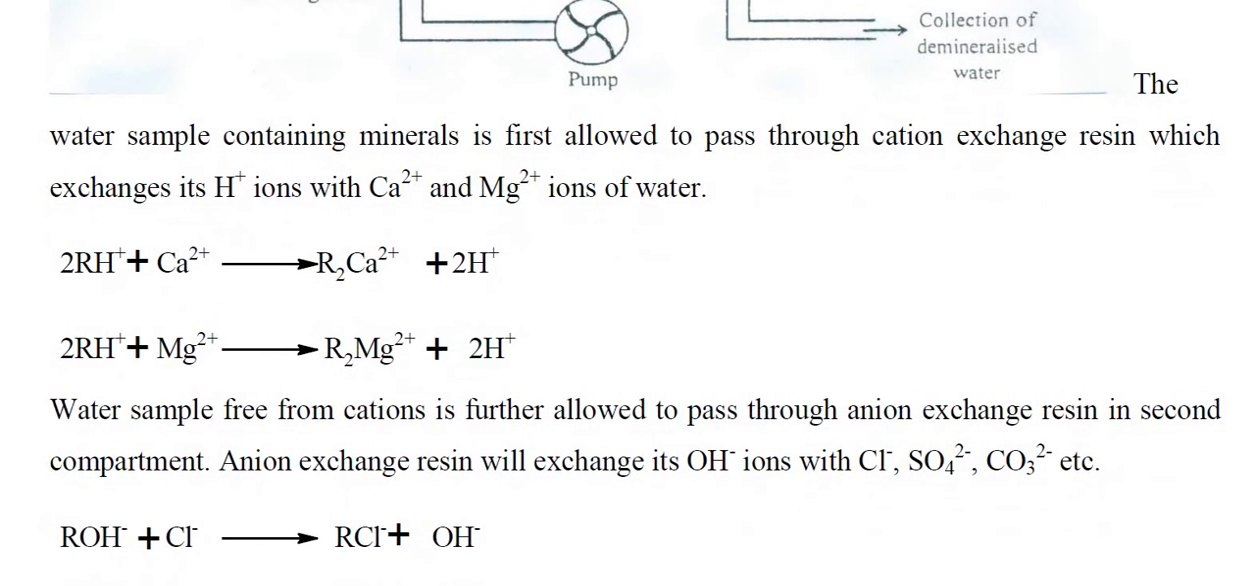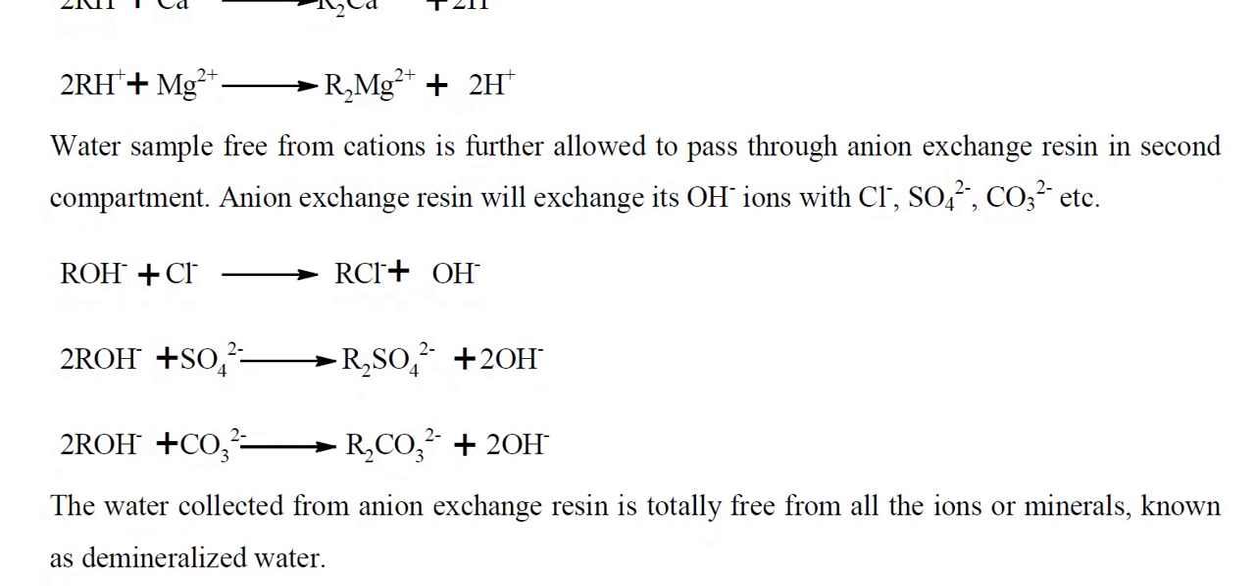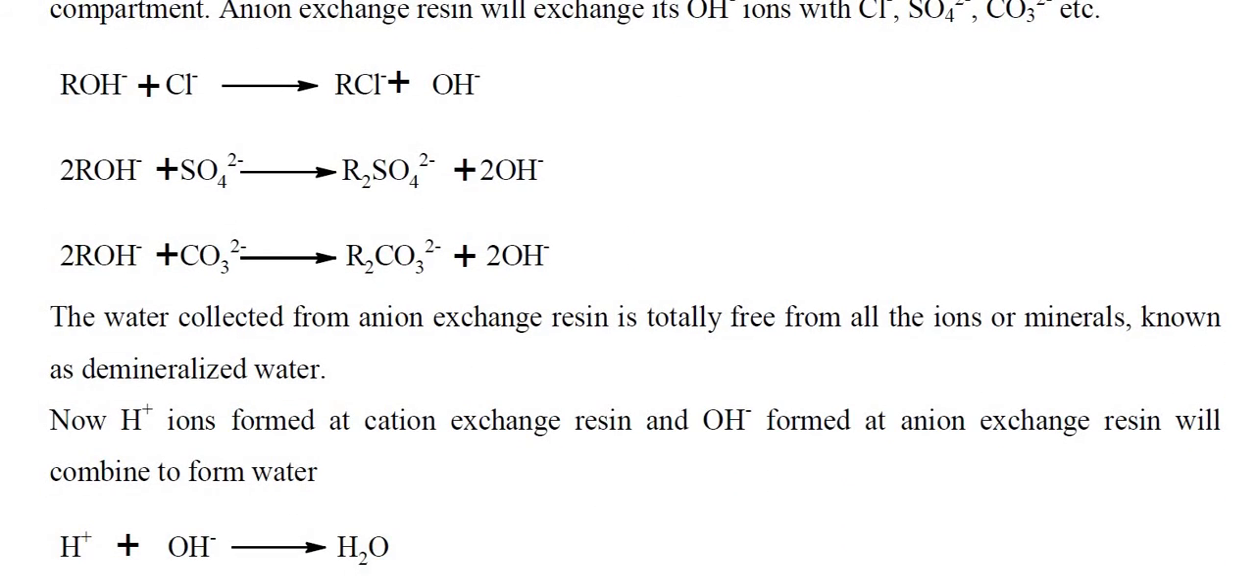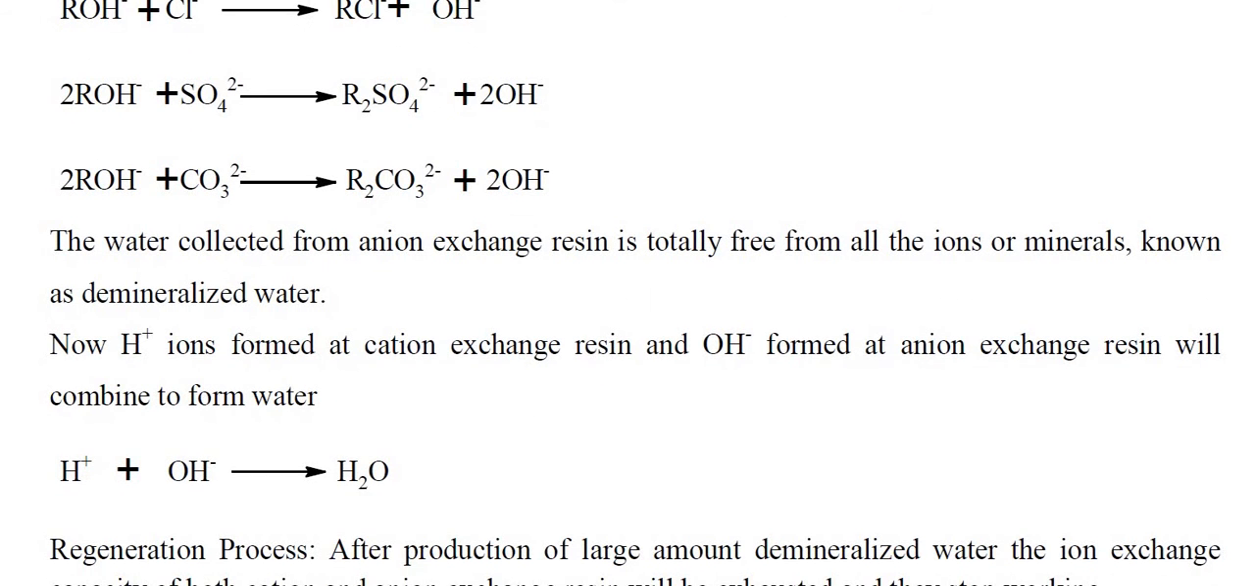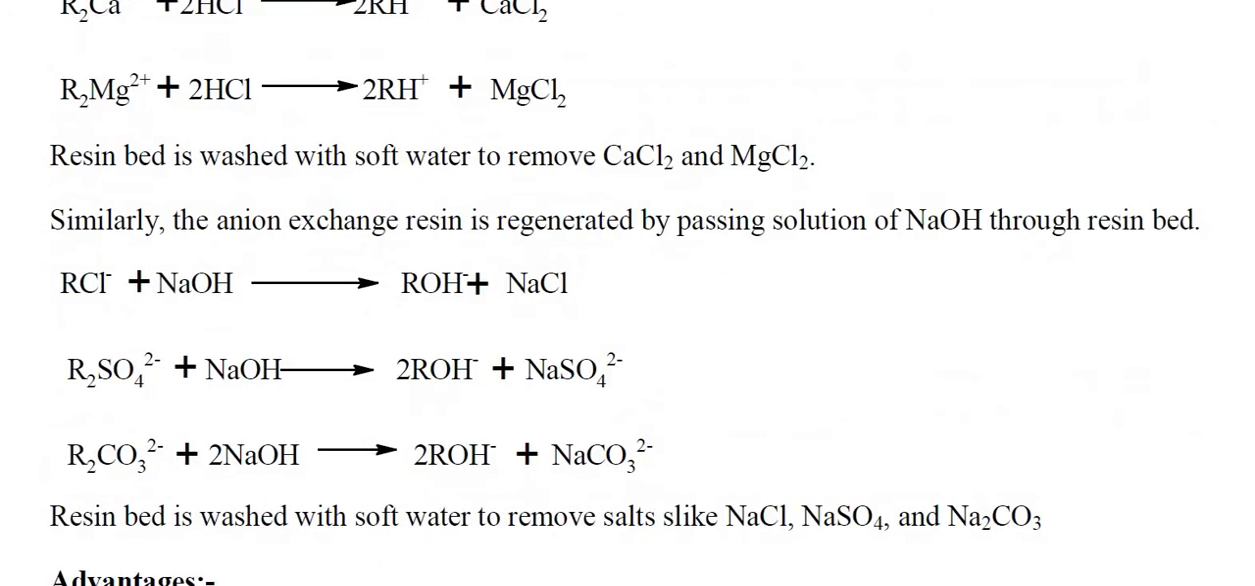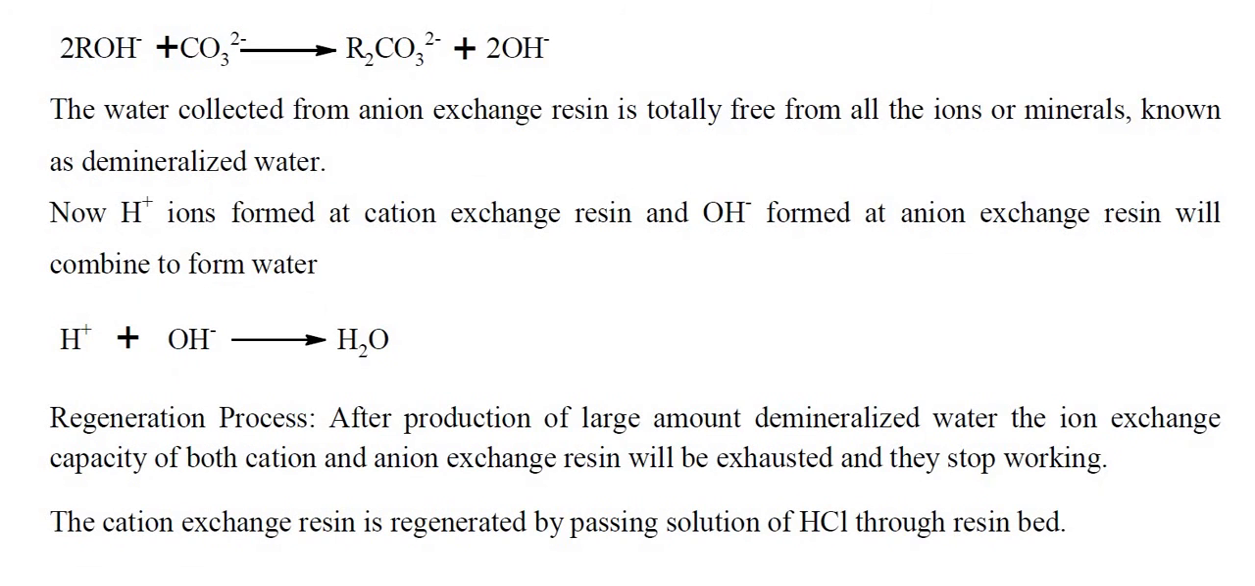After removing all the cations, the water is then passed through the anion exchange resin, where the OH minus ion exchanges with the Cl minus ions. So the water collected from the anion exchange resin and the cation exchange resin is totally free from all minerals. Now the H plus ion formed at the cation exchange resin and the OH minus formed at the anion exchange resin combine to form water.